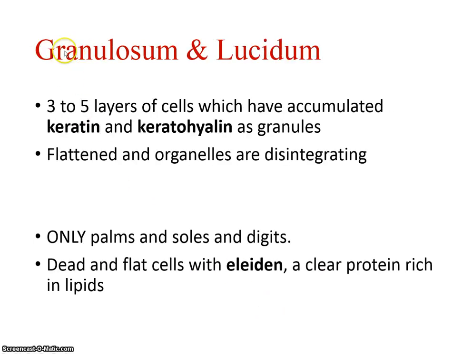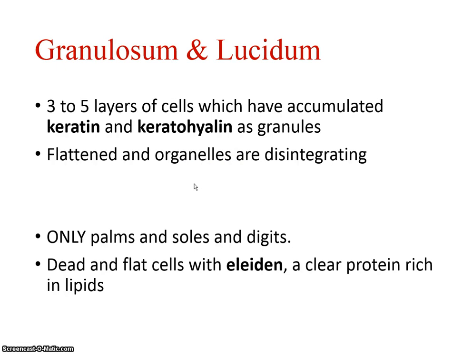All right, the stratum granulosum and lucidum. The granulosum is a much thinner layer, 3 to 5 layers. They've accumulated the keratin, and there's another form that we call keratohyalin. As granules, they're flattened, so they start to look different. They stain very dark. Their organelles are disintegrating because, again, there's so much keratin. They're not very functional anymore.